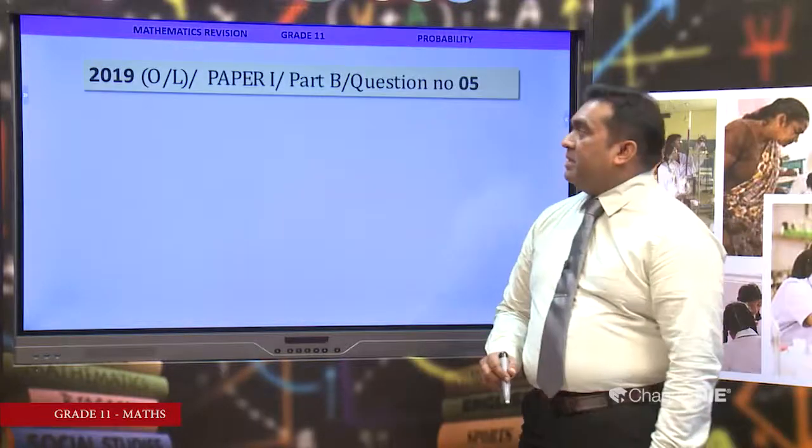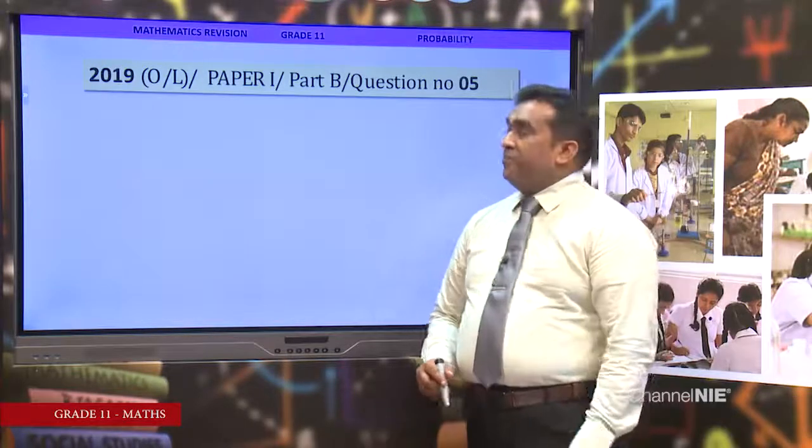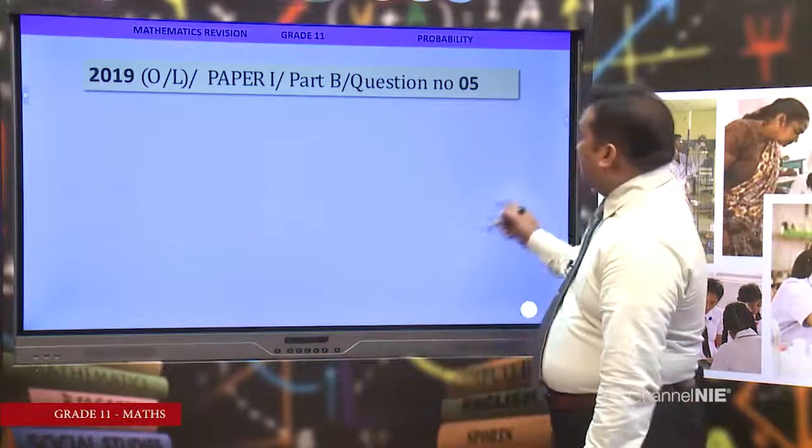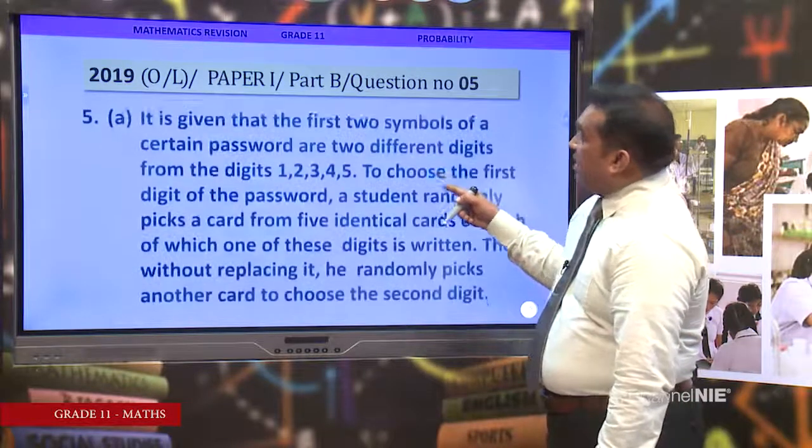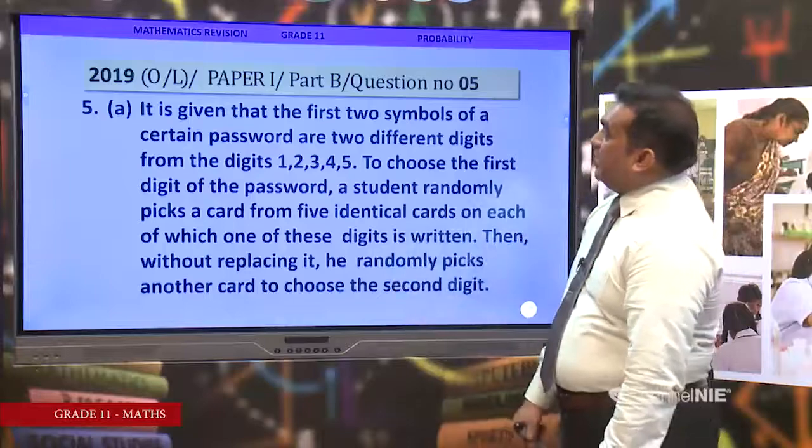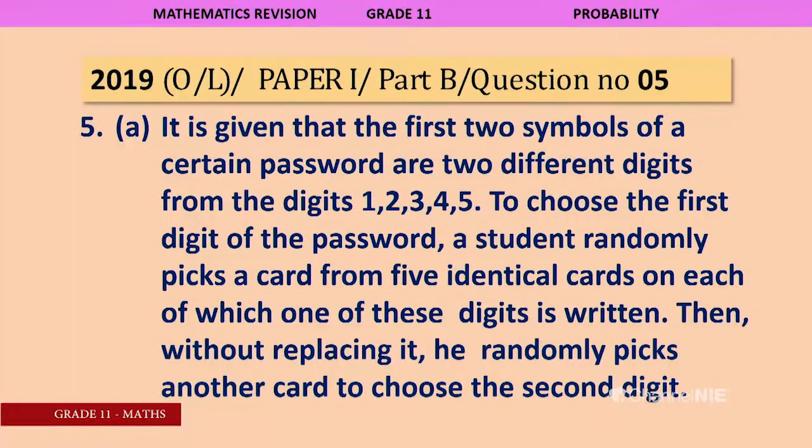Now, 2019 past paper question, part B, question number 4. We will see the experiment. It is given that the first two symbols of a certain password are two different digits of the digits 1, 2, 3, 4, 5, different digits.